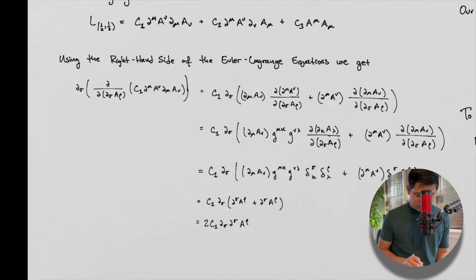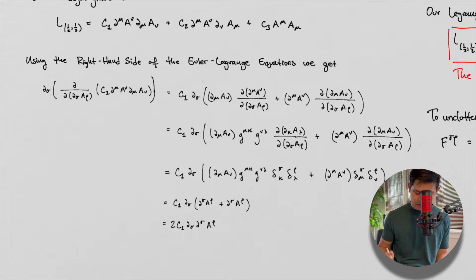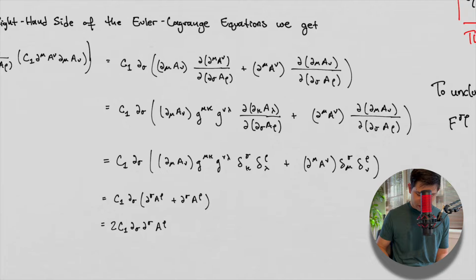All right, so C1, that's just a constant. So the derivative d_mu A^mu, that's this right here. And then d_mu, d A_nu, well, that's right here. And then we have this derivative here, where this is really just the product rule. Okay, let's see what we can do now.